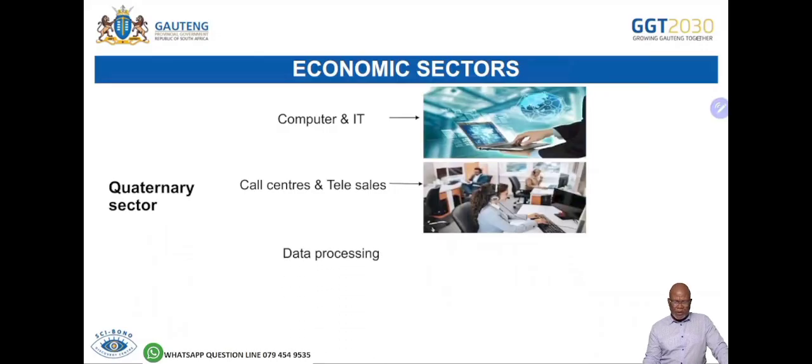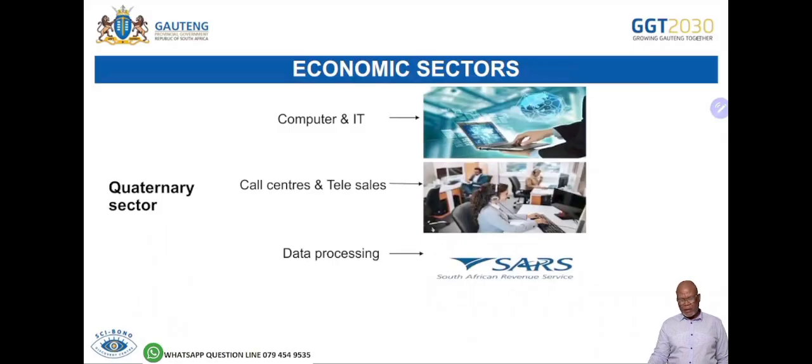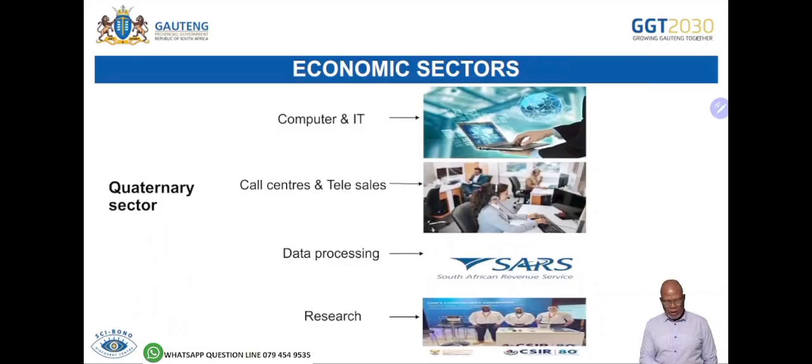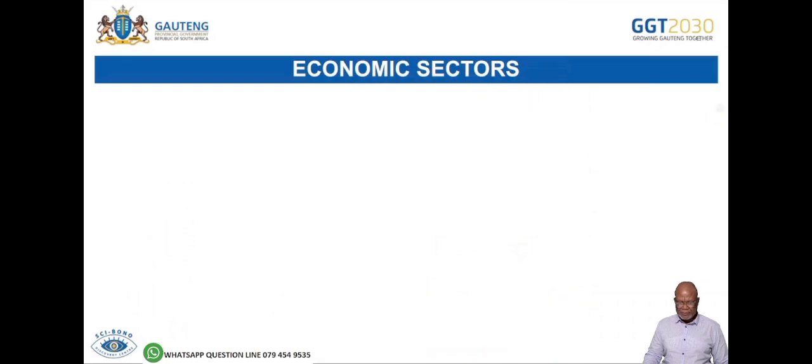Then you have your research areas, you have your data processing area, like your SARS, they will know who have paid what, where, and how. So this is at a higher level of technology. This is your advanced technology, and you can be also looking at your research. And then we said this is where the sector is very important to ensure that other sectors don't experience challenges. So this research center is the one that is solving the issues or the problems in other sectors.